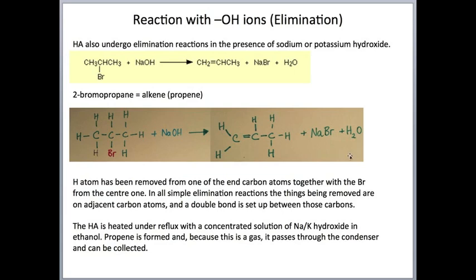And then again, in this case, the halogenoalkane is heated under reflux with a concentrated solution of sodium or potassium hydroxide in ethanol, and then propene is formed, and because this is a gas, it passes through the condenser and can be collected.